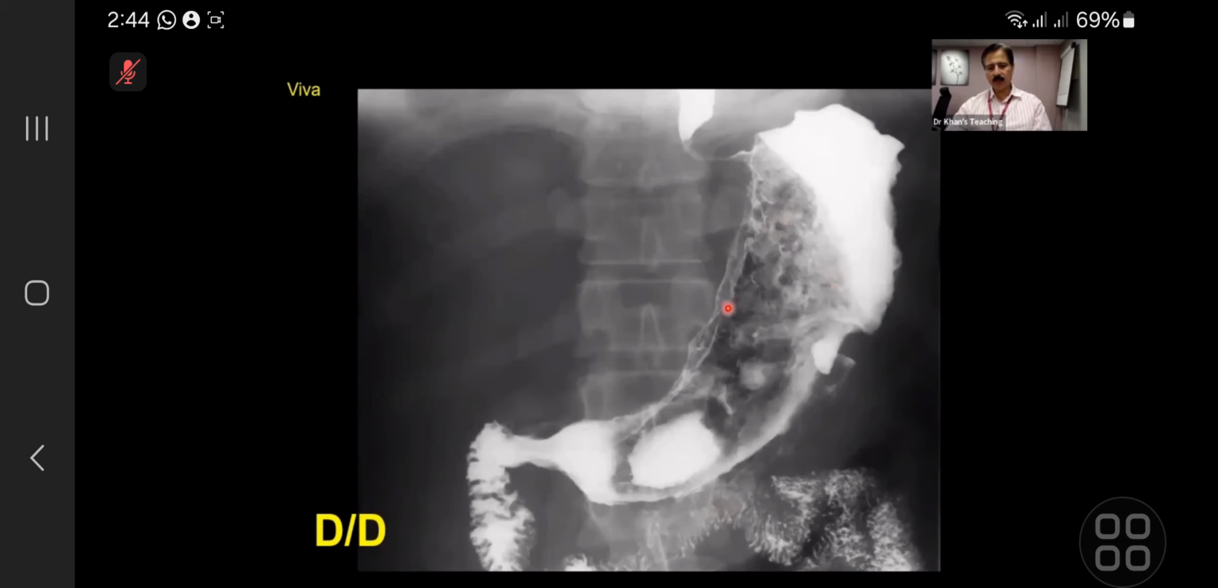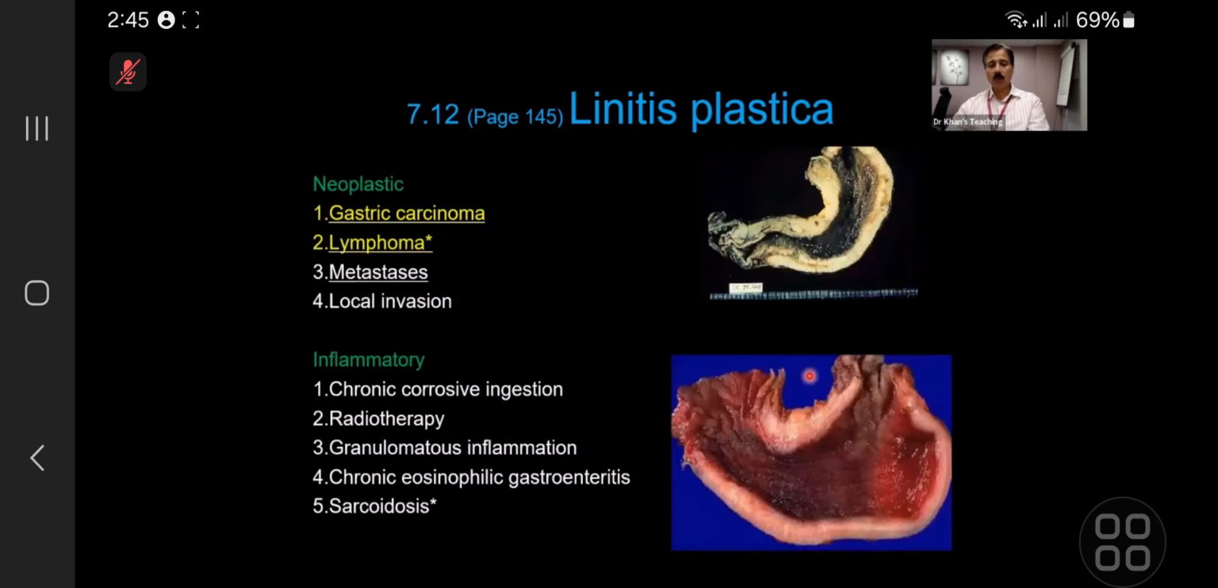What is happening here is that there is loss of distensibility, and look, the mucosa is abnormal. This is a linitis type of picture. With that, one target lesion, second target lesion, and in a profile, third target lesion. And the differential will be metastasis. For example, please remember that this is linitis.